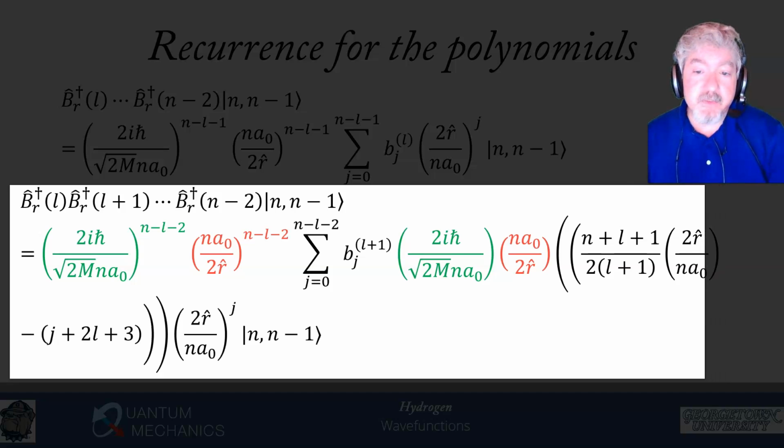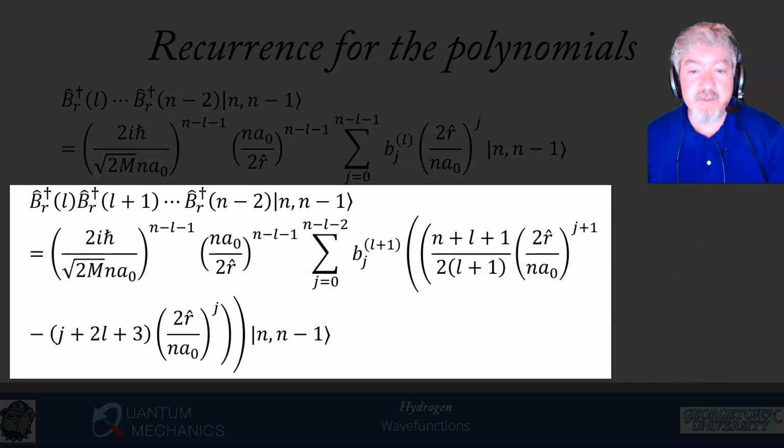And when we look at the terms that are left after we've done that, you can see that we have terms that go like a power of r hat to the j plus 1 and of r hat to the j. The r hat to the j terms I'm going to leave the same, although I'm going to extend the sum to n minus l minus 1. And we're going to do that by saying that b n minus l minus 1 of l plus 1, that coefficient is equal to 0.